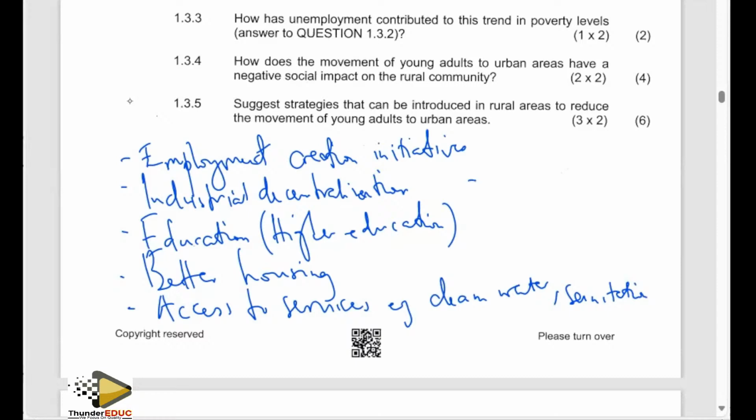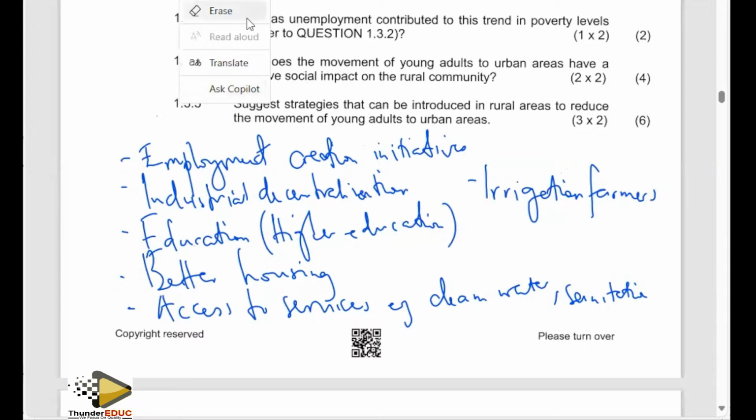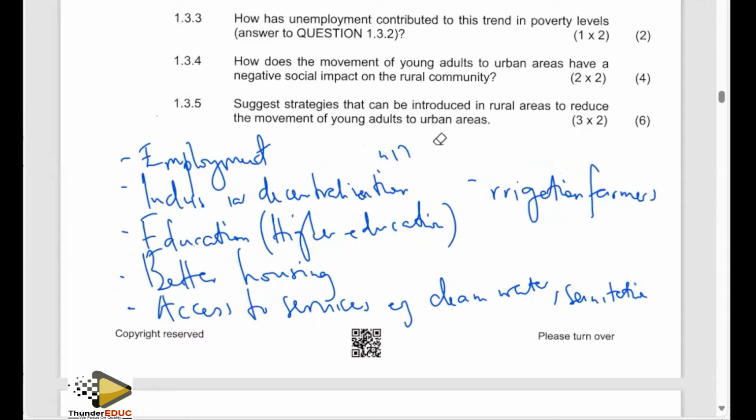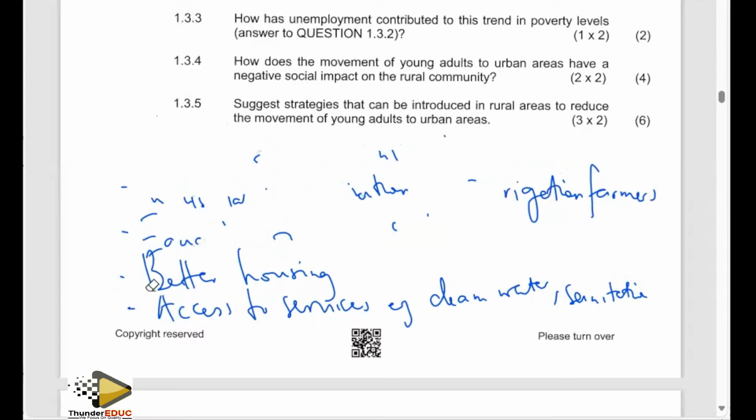Or we can talk of introducing irrigation farming for the farmers in rural areas, for them to realize agricultural production so that they benefit from their activities in the rural areas and they do not think of moving to urban areas. So there are so many strategies that you can talk about. We cannot exhaust them, but we are just highlighting some of the possible strategies that can be put in place to address the problem of extensive rural urban migration.